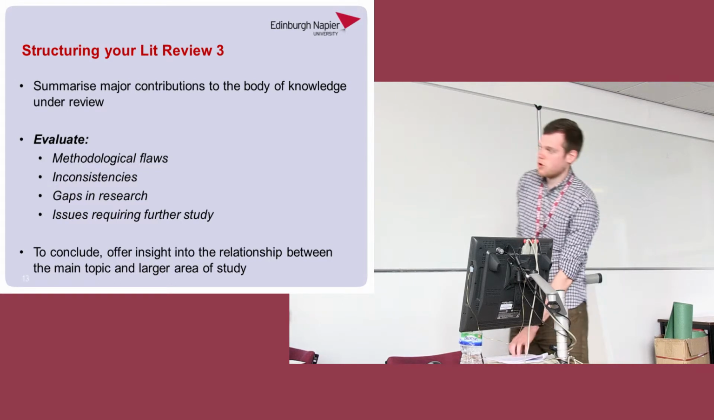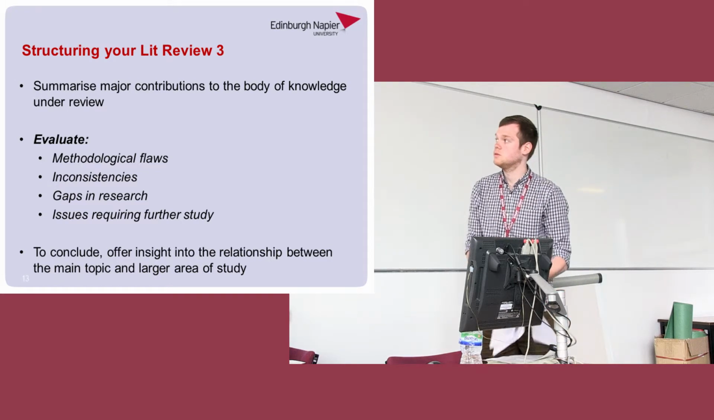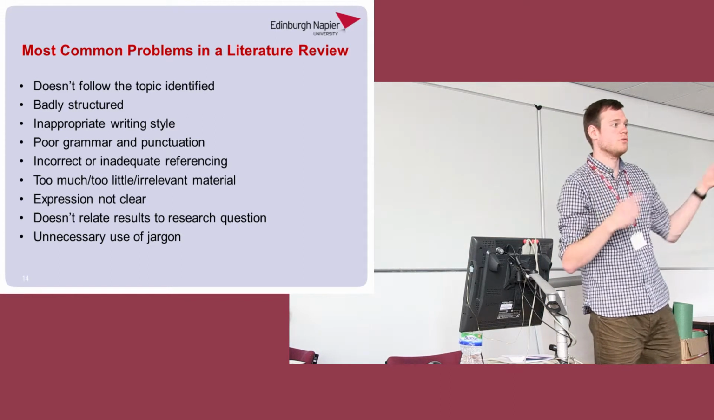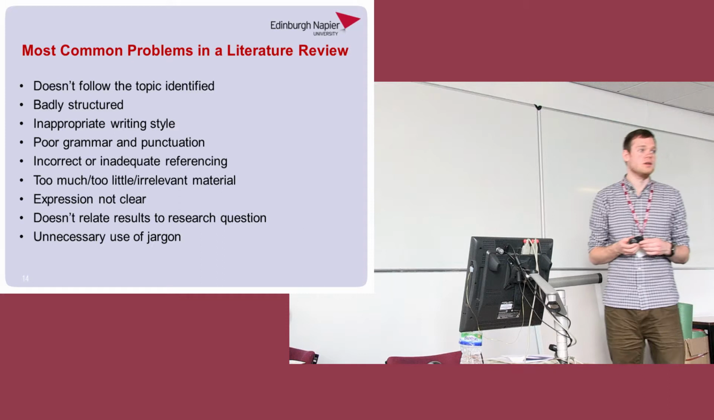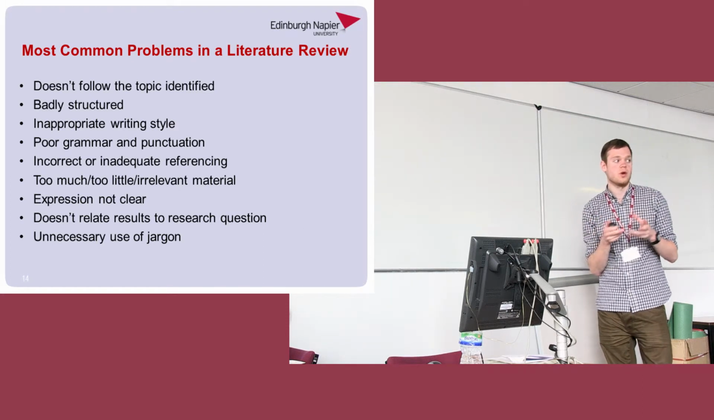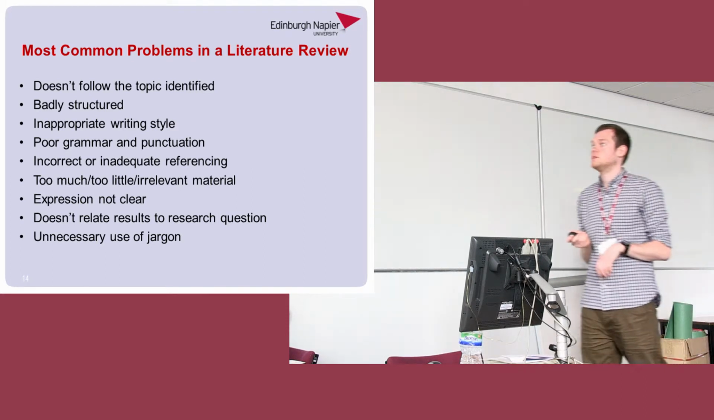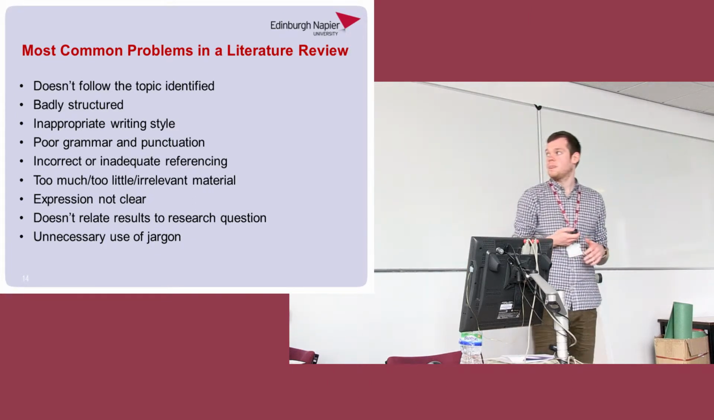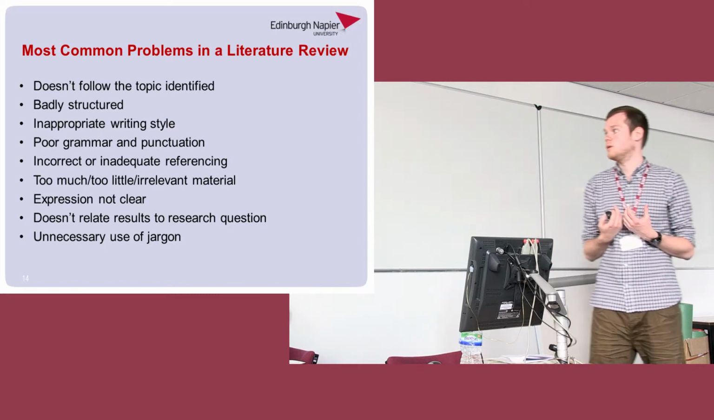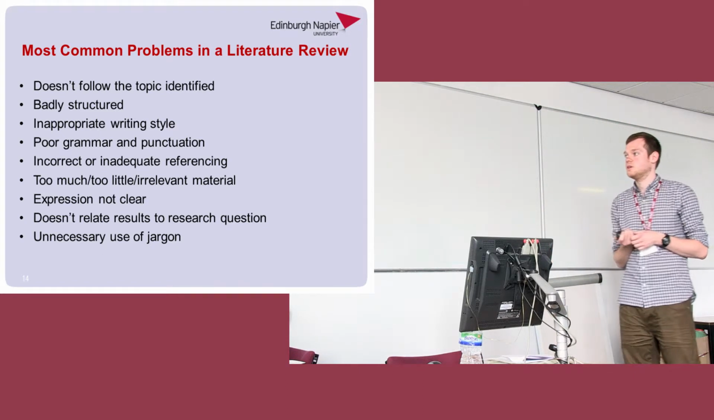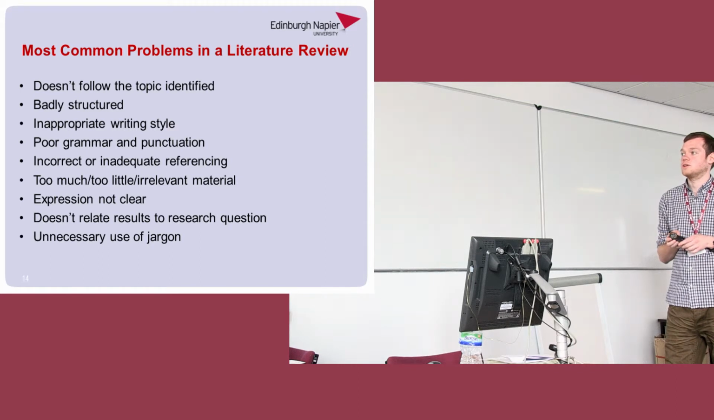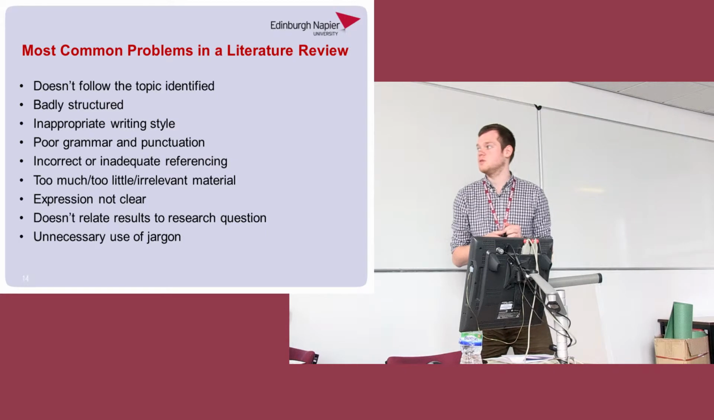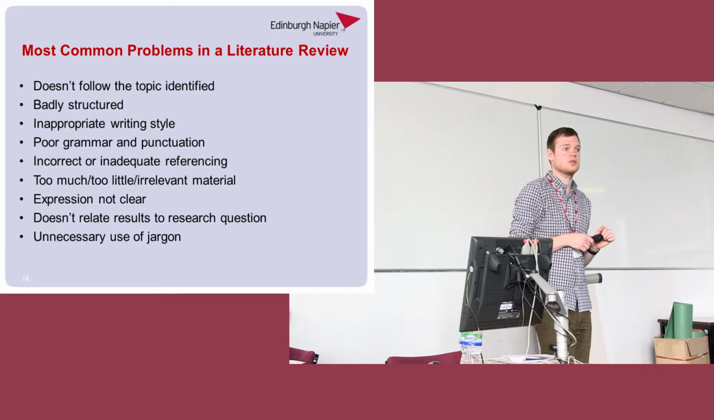Okay, so the most common problems in a lit review. It doesn't follow the topic identified, so it strays off and talks about different things that aren't really important. Again, try to keep focus on what the topic is. Badly structured, so there's no flow, it's jumping between different ideas. Inappropriate writing style, so not formal enough maybe. Poor grammar and punctuation. Incorrect or inadequate referencing. Too much, too little or irrelevant material. Expression not clear, so that's a good one.